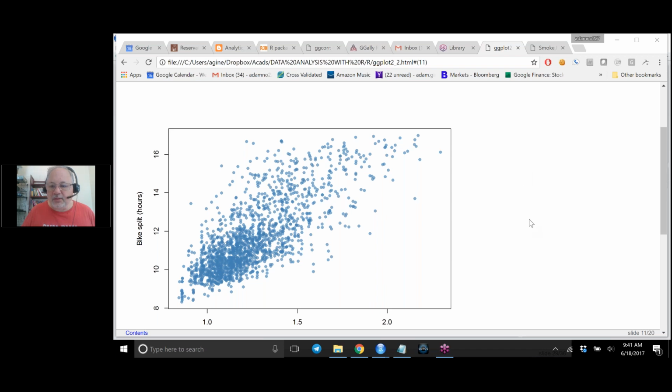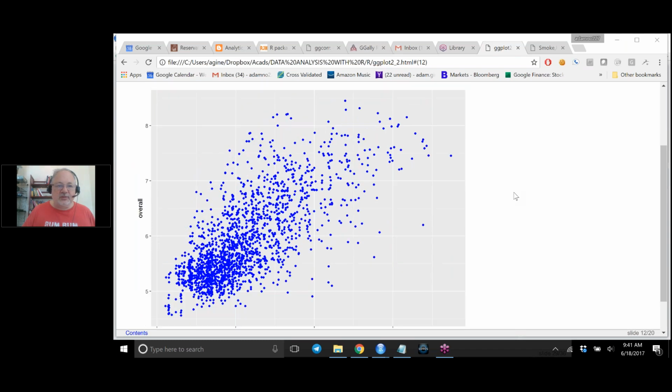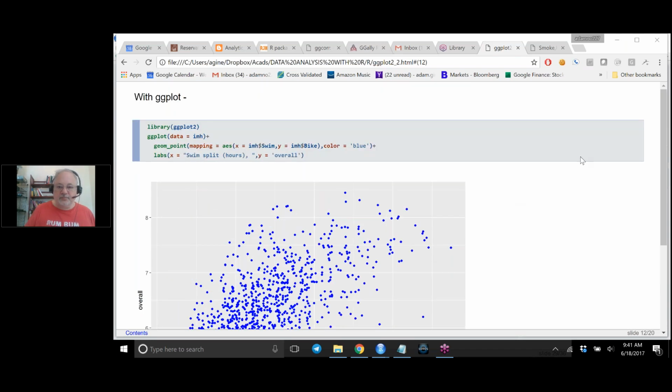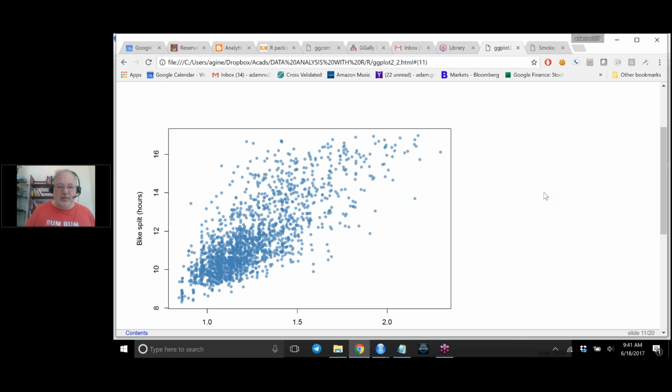All right. Okay, let me go back to the chat. Somebody has some questions. All right, so let me just finish up here with chi-squared. And with Ggplot, you can do the same thing, and that's very similar to what he did with the IMH data.